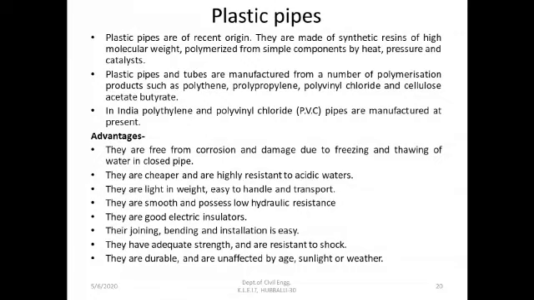The next type is plastic pipes. Now plastic pipes are of recent origin and they are made of synthetic resins of high molecular weight, polymerized from simple components by heat, pressure and catalysts, and these are manufactured from a number of polymerization products such as polypropylene, polyethylene, polyvinyl chloride, that is PVC, and cellulose acetate butyrate. In India, polyethylene and polyvinyl chloride pipes are manufactured at present, and they have many advantages compared to the other types.